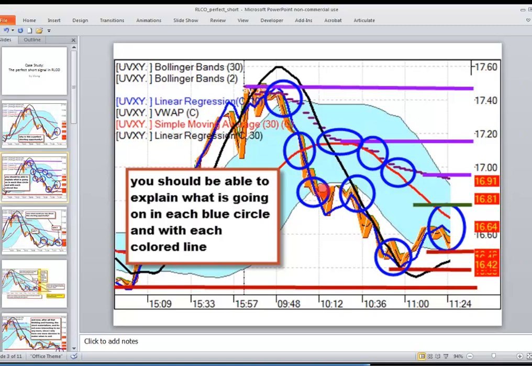If you didn't get short here, you might have waited for confirmation of the 30-period regression line crashing through the VWAP and the Bollinger Band mean. Then later on, you have the beginning of trending behavior right here in this blue circle, where price, the 30-period, and the 10-period regression line have all rolled over and are south of the river and heading down, just as the Bollinger Band mean is rolling over and leaving the VWAP.